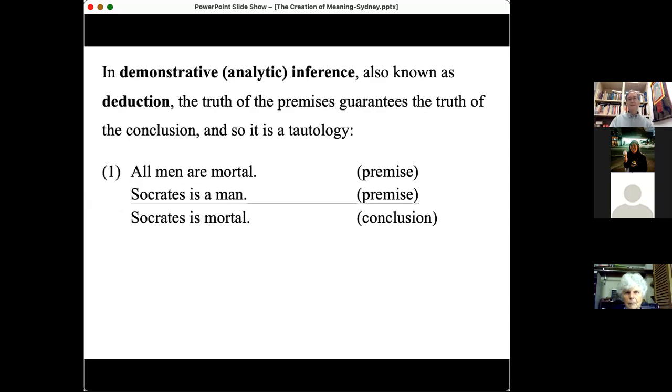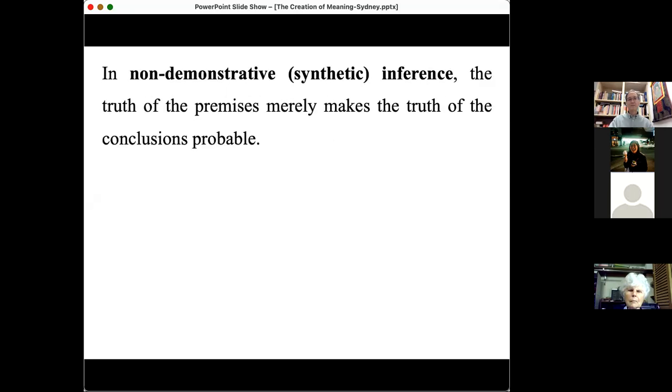In demonstrative analytic inference, also known as deduction, the truth of the premises guarantees the truth of the conclusion. And so it's just tautology. In other words, it doesn't really tell us anything. So something like: all men are mortal, Socrates is a man, therefore Socrates is mortal. A lot of attention has been paid to that, but it's not really very helpful.